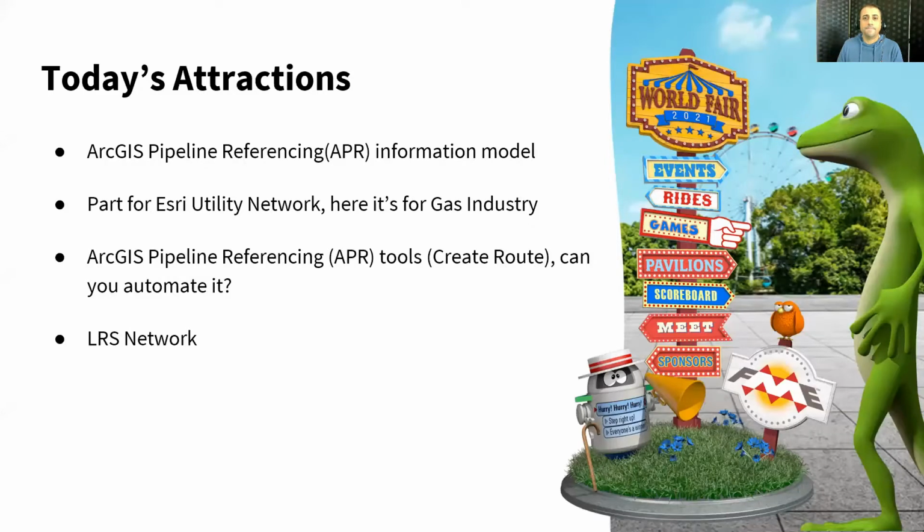So for today, I'll describe briefly the solution. It's built based on the information model requirements for the Esri ArcGIS Pipeline Referencing, or the APR tool. The solution is projected towards the gas transmission pipelines, but it could be applied to other utility network domains as well. The main challenge was to create the routes at the beginning.